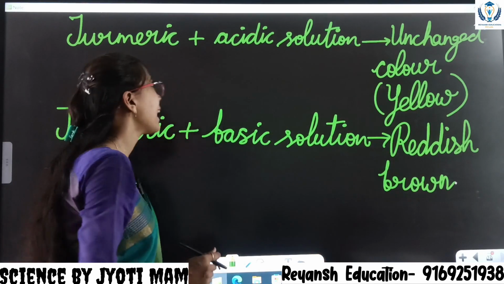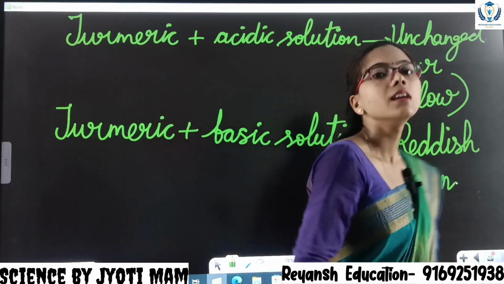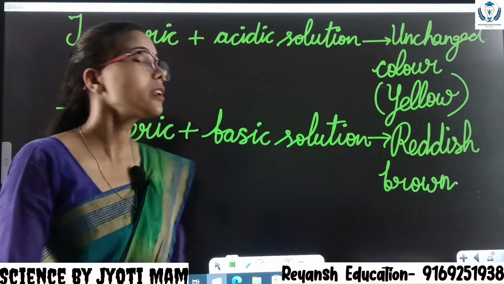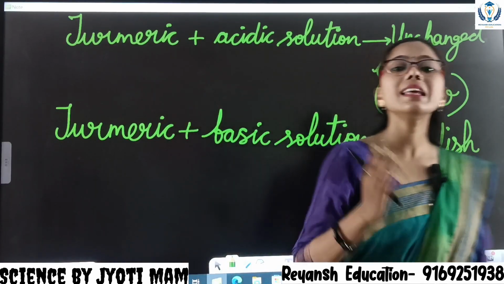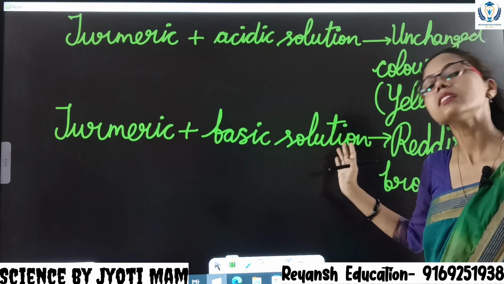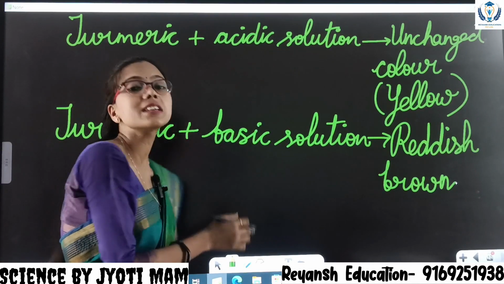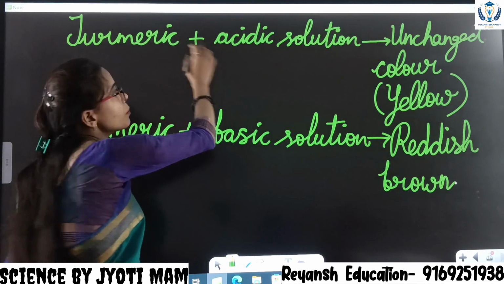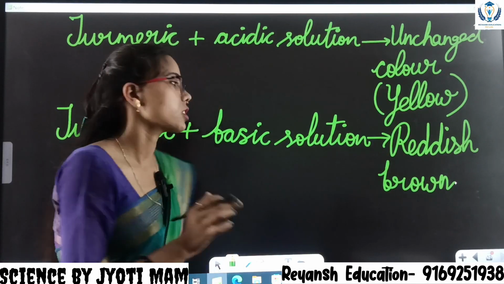This way we can say that turmeric is the type of indicator that will tell us only about basic solution or basic substances. It means when the substance is a base, only then can turmeric indicate that the substance is a base. Otherwise, with the contact of acidic solution or substance, the color of turmeric will not change. It means turmeric is non-reactive with the acidic solution.